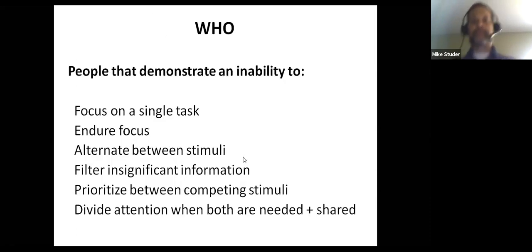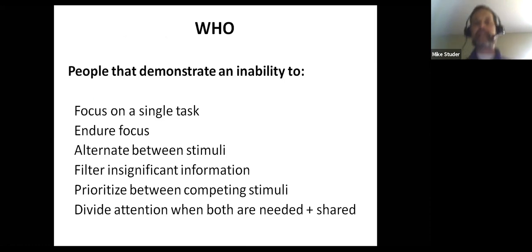Now let's move on to who. People that demonstrate the inabilities, as you read the following here, those 6 different inabilities, those are individuals that primarily should be targeted for dual tasking. Now, this is pretty straightforward. I'll let you read this for yourself.